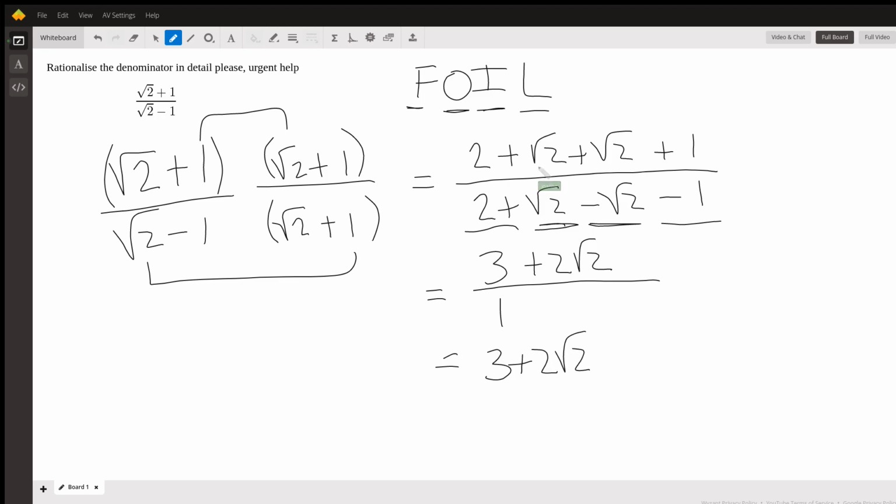So the process is when you have in the denominator something like this, a square root of 2 minus 1, to get rid of it, I'm going to multiply by the same thing, but I'm going to change the sign from minus 1 to plus 1. And that is the answer to this problem.